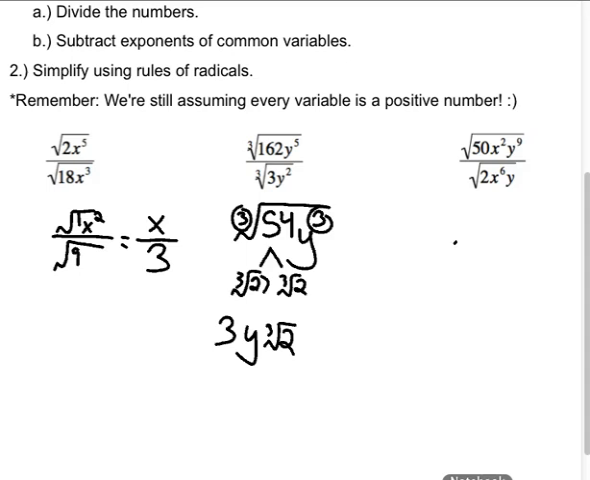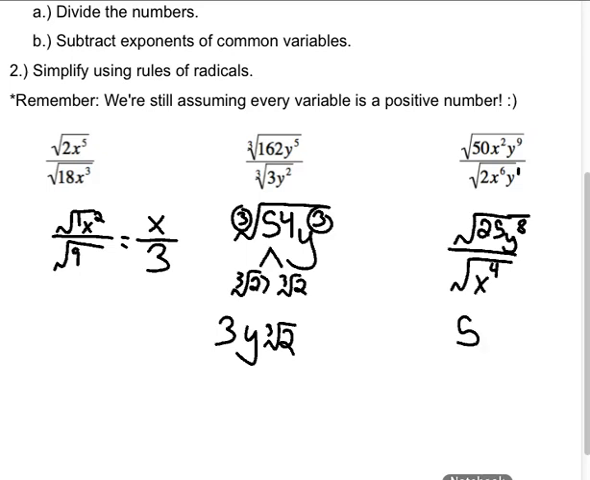50 divided by 2 leaves me 25. X squared divided by x to the 6, 2 minus 6 is a negative 4. And remember, what that negative means is you can just put it on the bottom, and that takes care of the negative. 9 minus 1 leaves me 8. Square root of 25 is nice and easy.